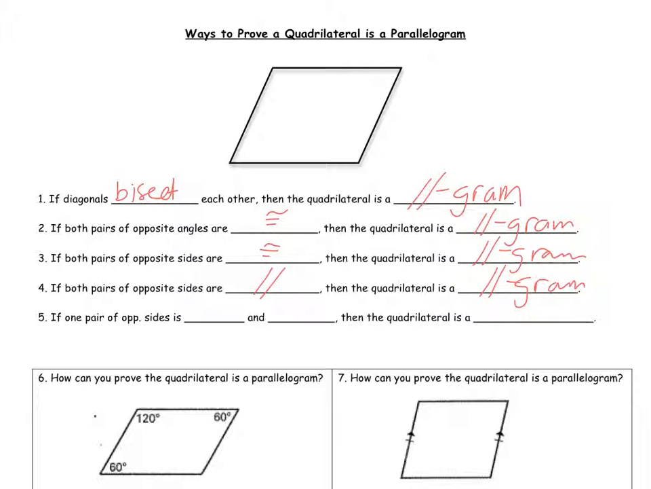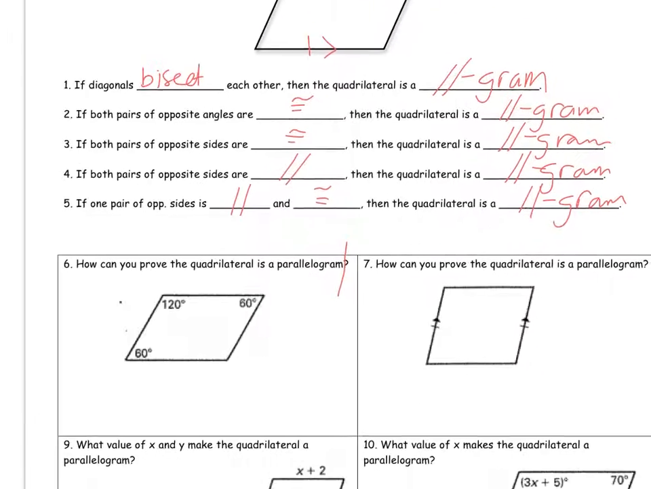And then if one pair of opposite sides, this is going to be a new one, if at any time you get the following picture, one pair of sides is both parallel and congruent, then it is a parallelogram. So you wouldn't have to show that both sets of sides are parallel. You wouldn't have to show both sets of sides are congruent. You would only have to show that one set of sides is both parallel and congruent. That makes it a parallelogram. All right, so again, going down to our examples.